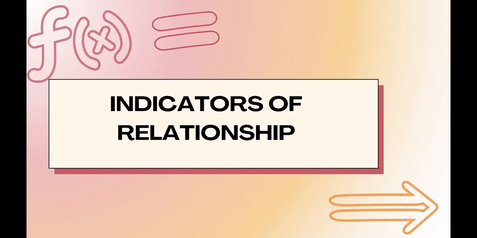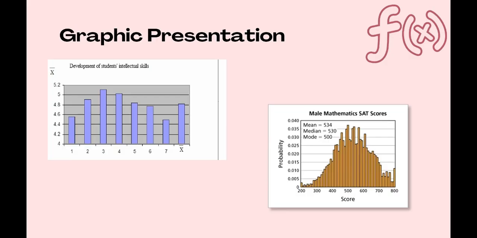There are techniques of describing the relationships of the scores in different subject areas. These are the graphic presentation, the product moment correlation coefficient, and the rank order correlation coefficient.